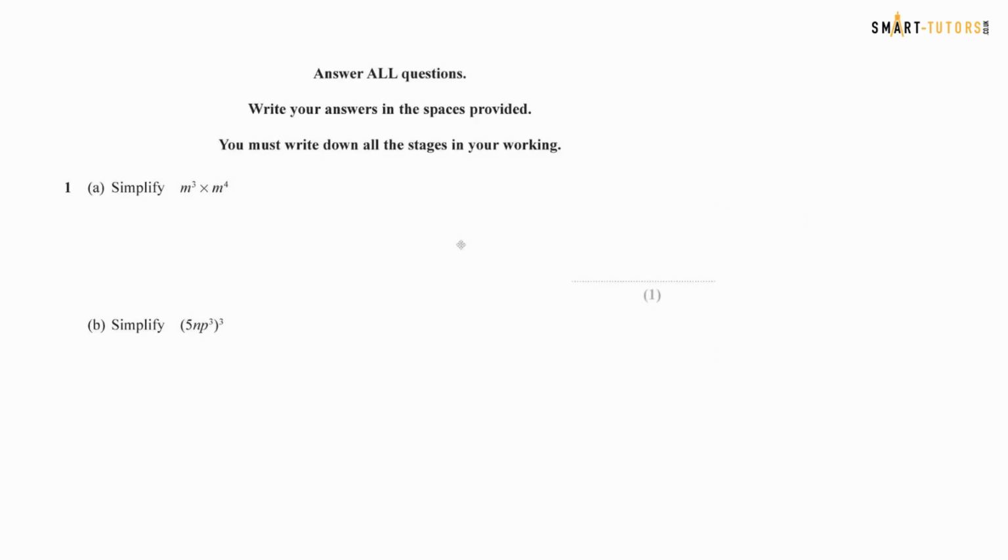First question, simplify m cubed times m to the power 4. So it's basically the laws of indices. 3 plus 4 is 7, so m to the power 3 plus 4, so the answer is m to the power 7.